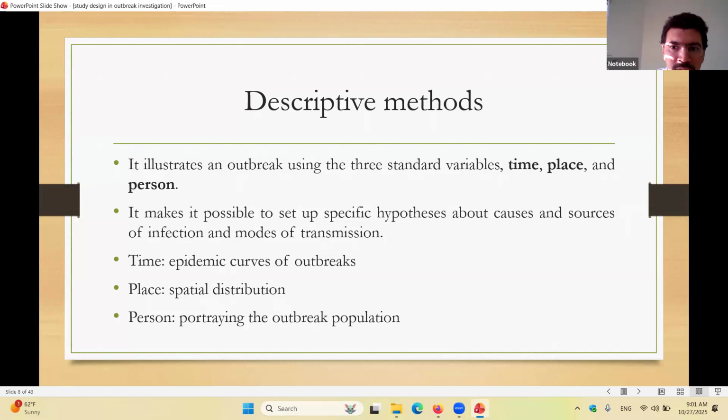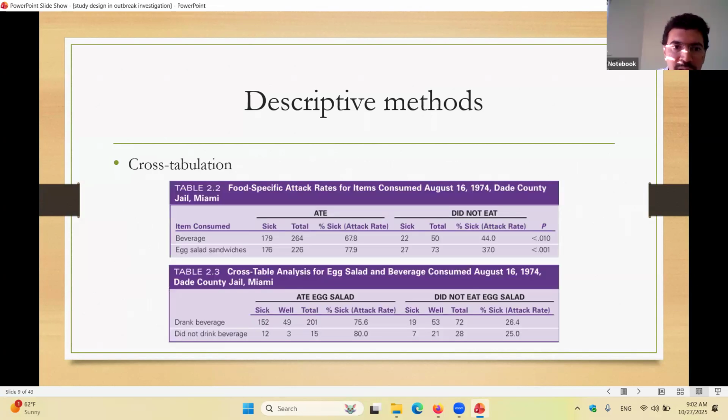Okay. So descriptive methods, as I mentioned, are related to time, place, and person. These are the variables about descriptive methods. For example, for the time, we have epidemic curves of outbreak. For the place, we have a spatial distribution. And for person, we have portraying the outbreak population. Or we can have a combination of them. For example, spatiotemporal models which can be both descriptive and analytical.